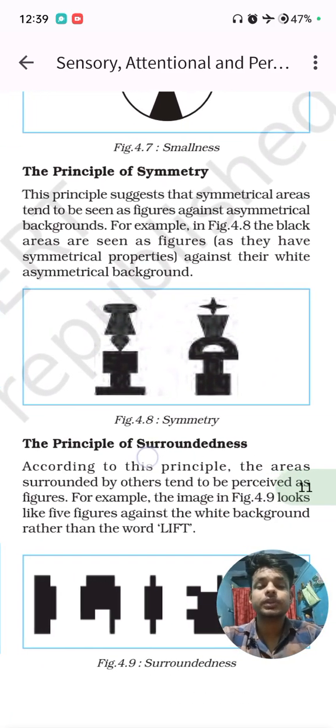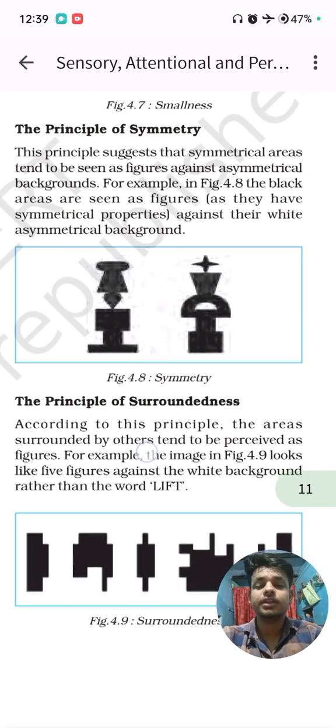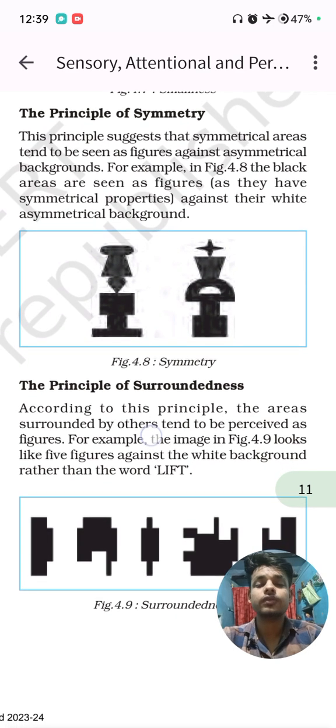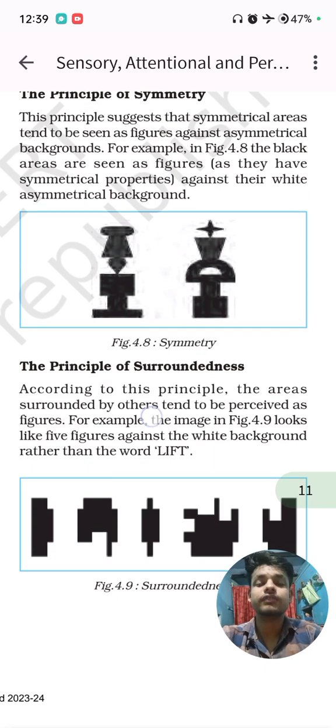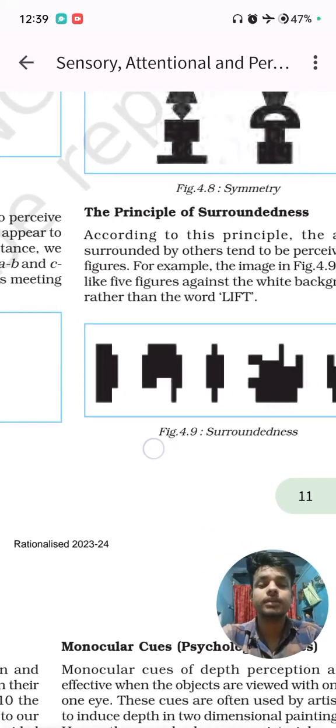The principle of symmetry suggests that symmetrical areas tend to be seen as figure against an asymmetrical background. For example, in figure 4.8, the black areas are seen as figure as they have symmetry properties against their white asymmetrical background.